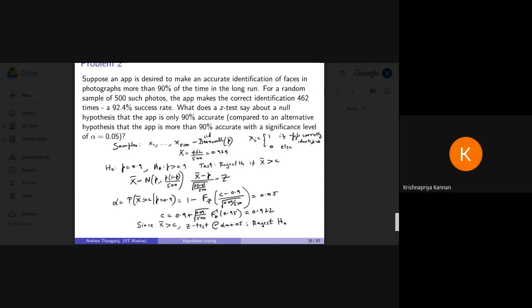It's x bar minus p divided by the square root of p times 1 minus p, because you have to subtract the mean and divide by the standard deviation, sorry, not the variance. So it will become x bar minus p divided by the square root of p times 1 minus p, divided by 500 in this case.